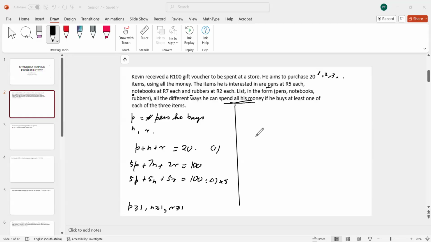Now when I subtract, let's subtract downwards because then I have positive numbers. 5p minus 5p is 0. 7n minus 5n is 2n. And 2r minus 5r, oh, that's negative. That's negative 3r. It's 2r minus 5r, negative 3r. And that is equal to 100 minus 100, which is 0, which is very nice because now you've got 2n equals 3r.